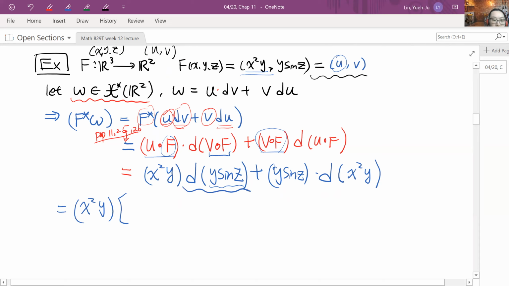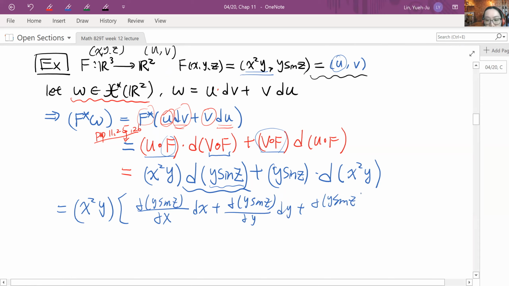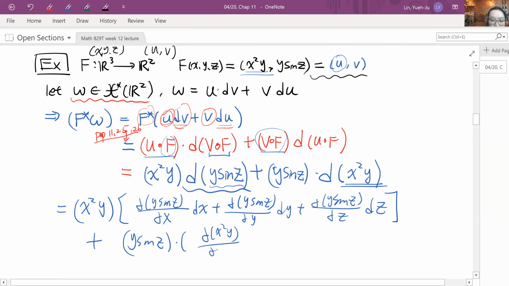So the first part, you're going to have partial derivative with respect to x, that's 0. So I'm just going to write it down anyway, so you can see the whole formula. Right, that's the first part. And plus y sine z times the differential of x squared y. So again, you will have partial derivative with respect to x dx plus same thing. X squared y partial dz.